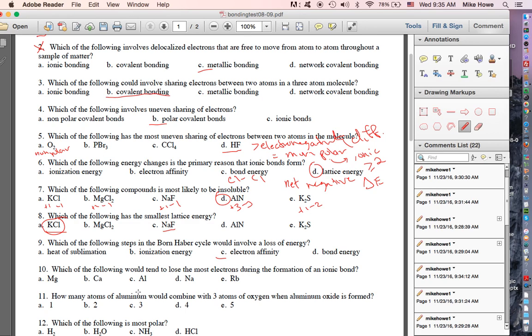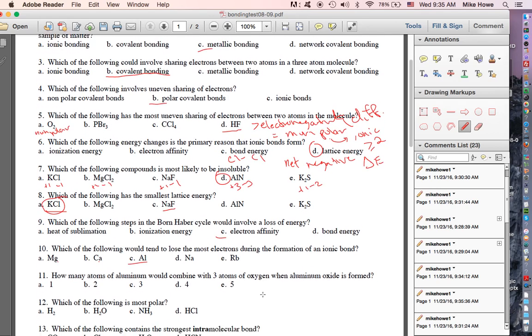Okay, which one of these would tend to lose the most electrons in the formation of an ionic bond? The most electrons lost would be the one with the most valence electrons. So it'd have to be aluminum, I think, has 3 valence electrons. That one has 2, that one has 2, that one has 1, that one has 1, so the answer is aluminum.